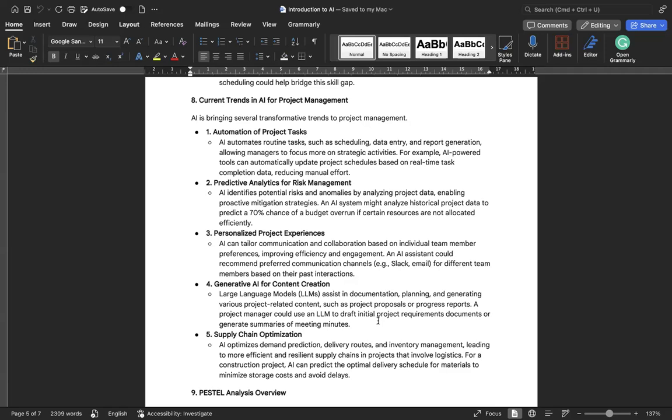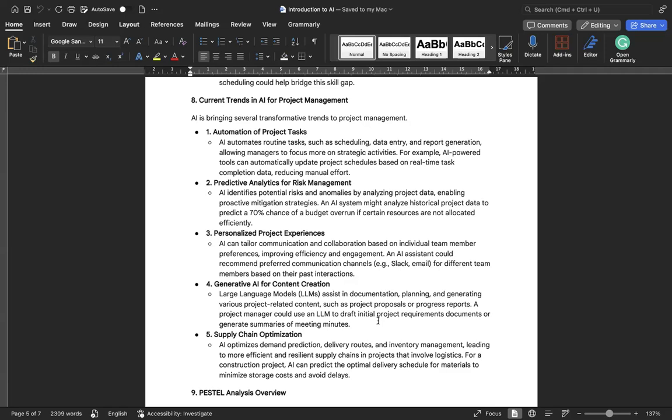So, what are the examples? We can have Slack or emails for different team members based on their past interactions. And for generative AI for content creation, large language models, LLMs, assist in documentation. Not only documentation, they also help with planning and generating various project-related content.